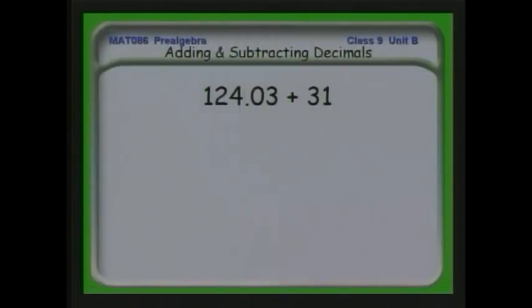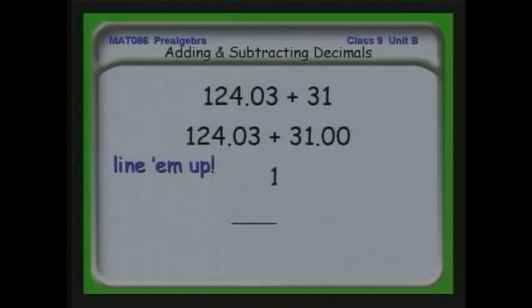Let's look at another example. 124 and 3 100ths plus 31. That can look a little bit confusing too, because there's a number with a decimal in it and there's a whole number. What shall we do? Just as I can put zeros to the right of any decimal I might have, I can also put in a decimal point with zeros after it without changing the value. Now I have something I can add together in the traditional way.